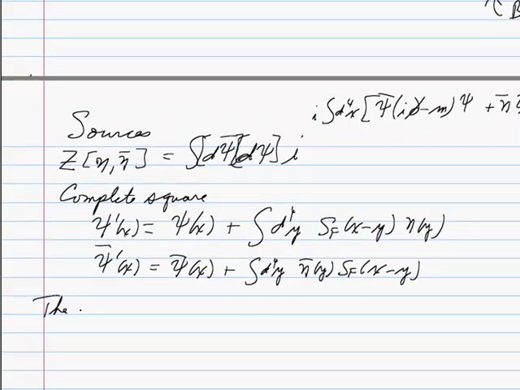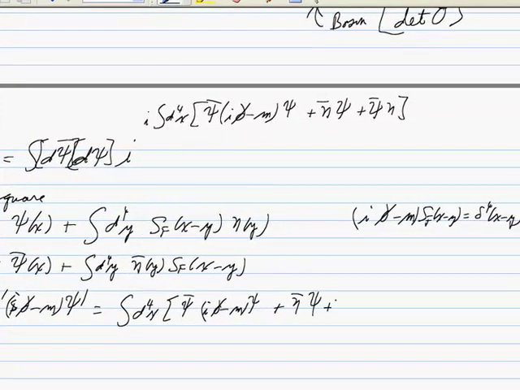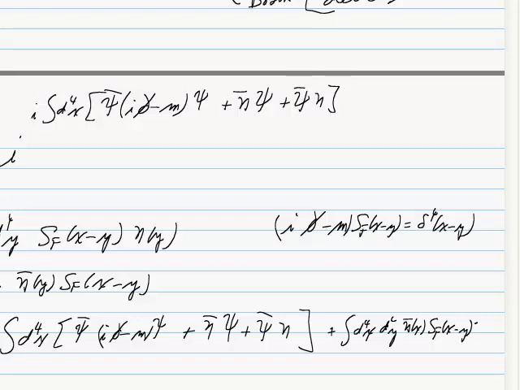Then we have the integral d4x psi bar prime (i d-slash minus m) psi prime, which is the integral d4x psi bar (i d-slash minus m) psi plus eta bar psi plus psi bar eta from the cross terms, and then plus the integral d4x d4y eta bar of x S_F of x minus y eta of y.